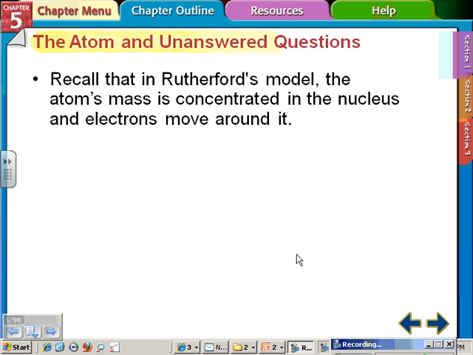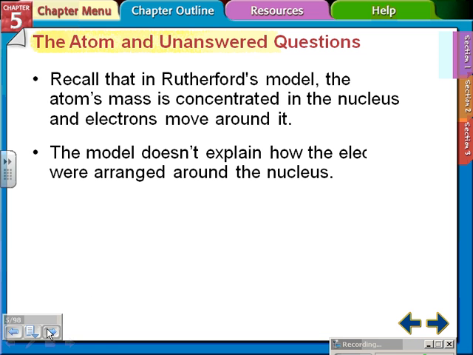Okay, we're going to go through the notes for Chapter 5, Section 1. So this would be 5.1 in your book and in your notes. Recall that in Rutherford's model, the atom's mass is concentrated in the nucleus and electrons move around it. So this is review from Chapter 4.